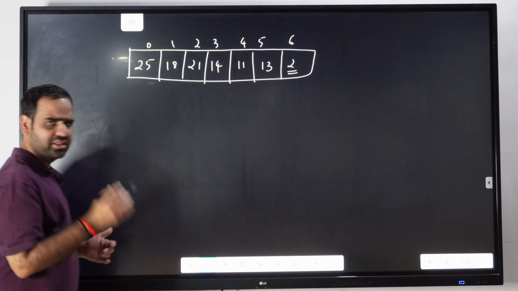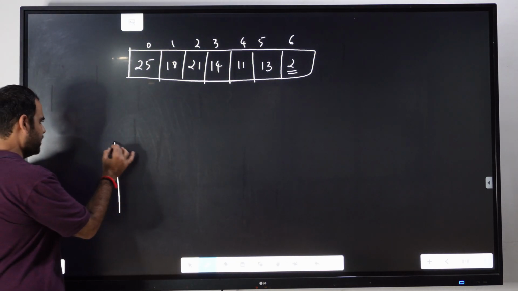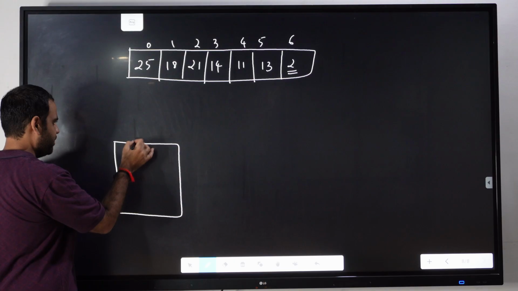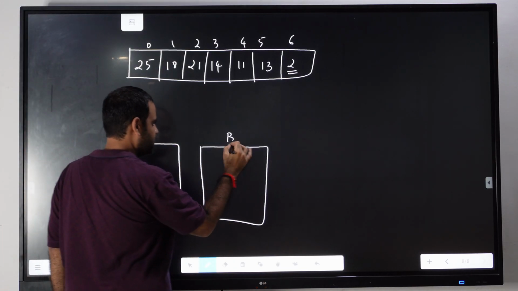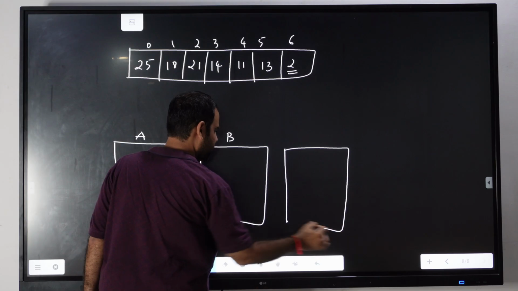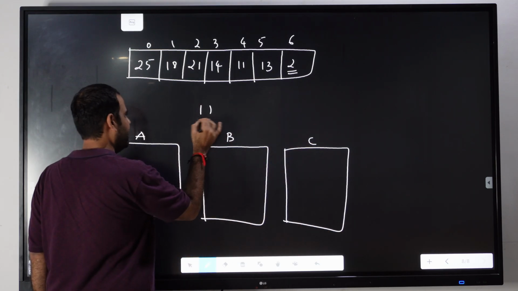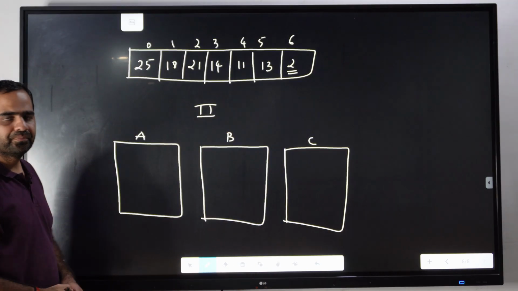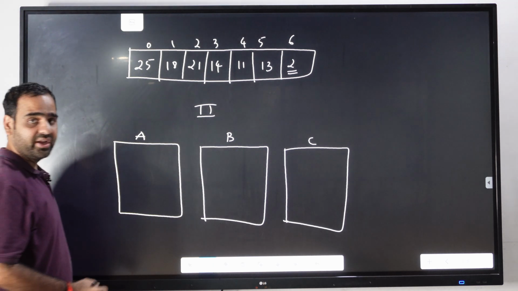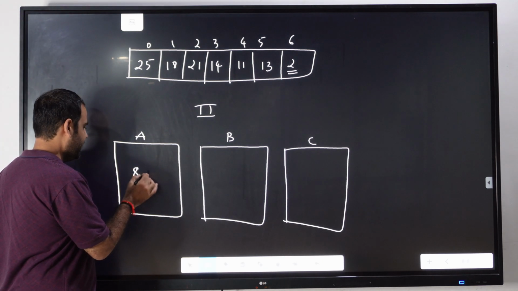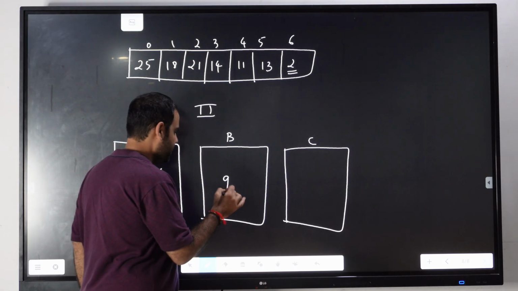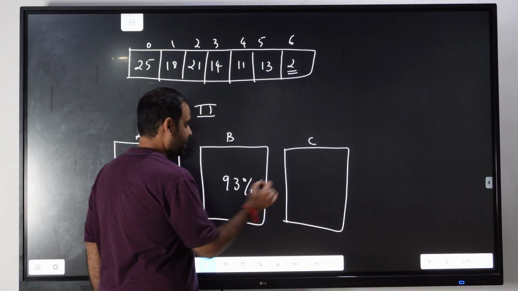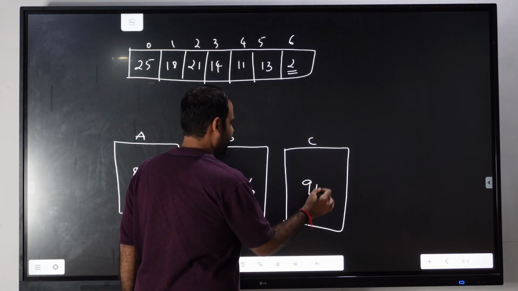To understand this, say for example, there are three sections. Let us call them section A, section B and section C of class 2. Right, this is second A, second B and second C. The highest marks in second A is, say for example, 89%. The highest marks in class B is say 93% and the highest marks in class C is say 91%.